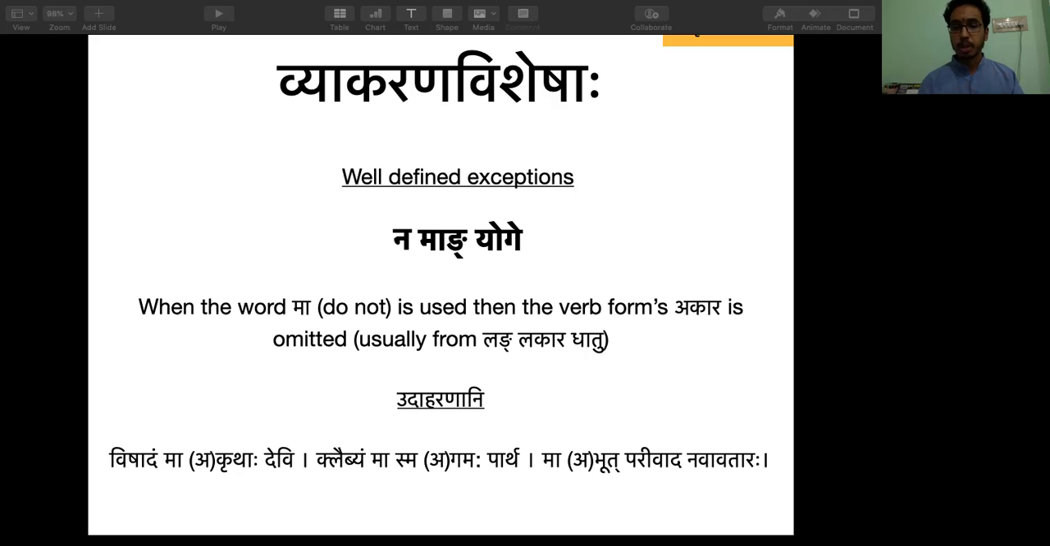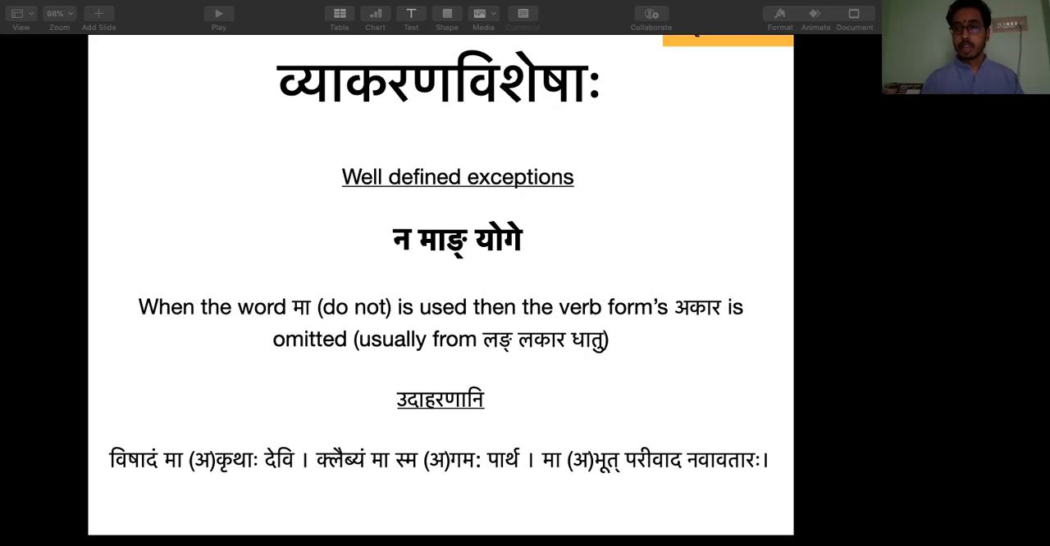In Bhagavad Gita also you have klaibyam mam ma smagamah partha. It's agamaha. Since there is ma, a will be removed and only you'll have klaibyam mam smagamaha partha. That is how this namang yoga works. So when you have ma in a sentence and there is a lakara, there is a kriyapada which has an akara at the beginning, then that akara will be removed and the remaining part will be used as a kriyapada.